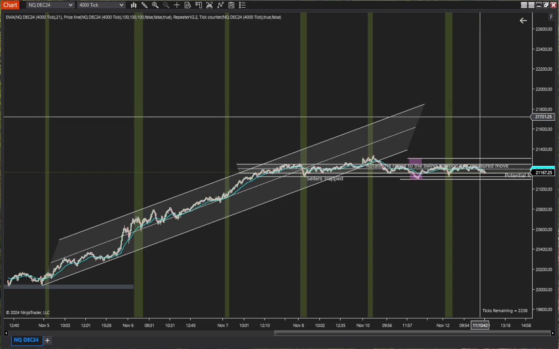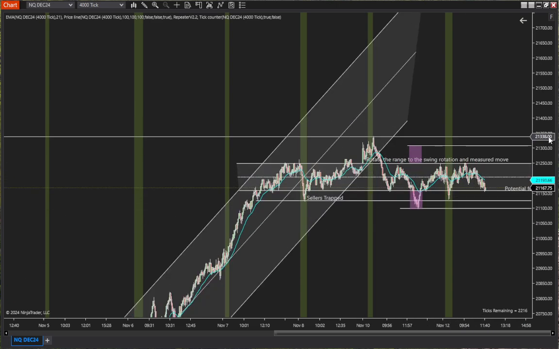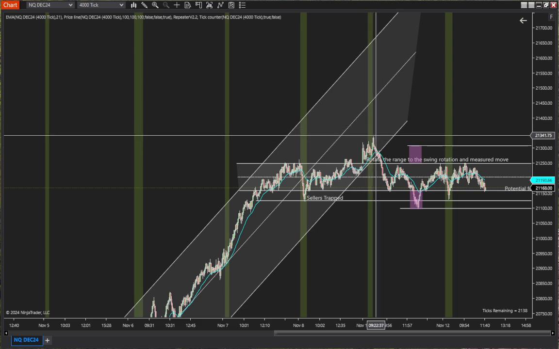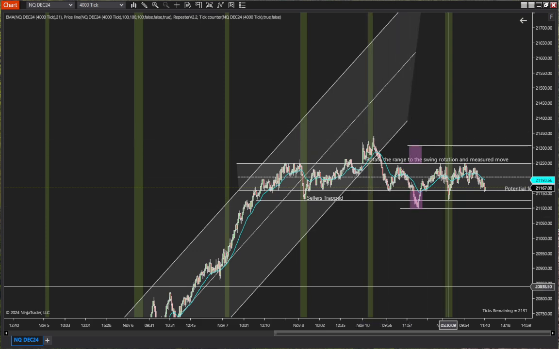So this is market structure. We're breaking to the right. When you break to the right, you look for one thing: take out that high. So we're looking to take out that high. We're also looking to potentially rotate down.